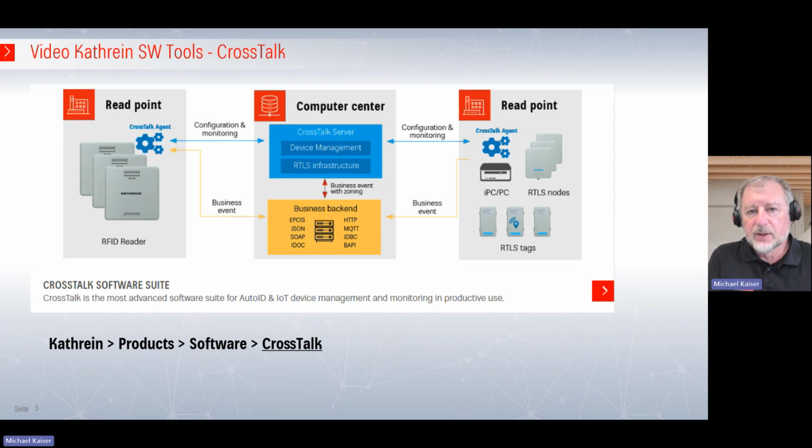A second path is available, and the more important path: these are the business events. This means the raw read data will be collected, updated in a telegram, and then sent to the business backends to have the real process data. You know exactly what's happened on site, what's happened with my process, and can collect the data.